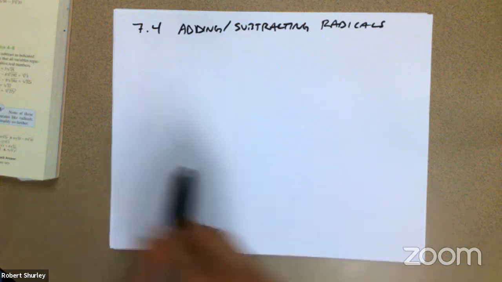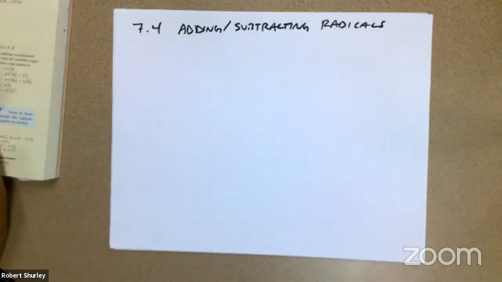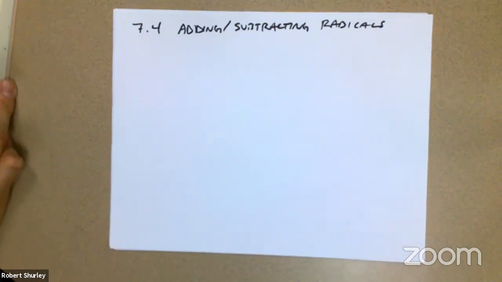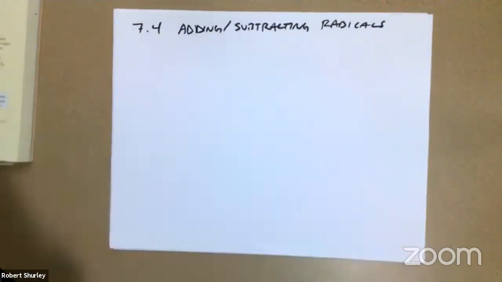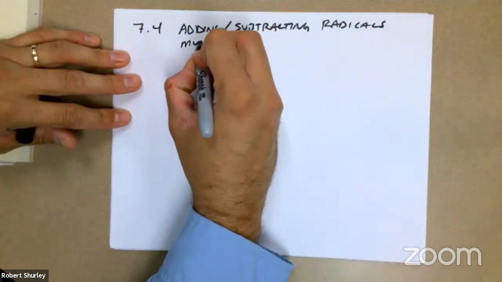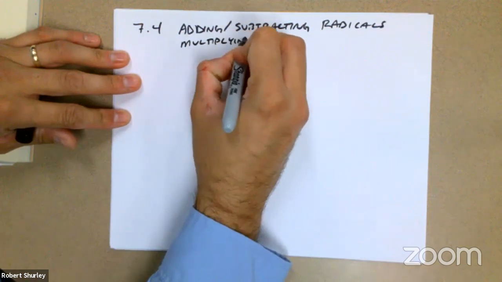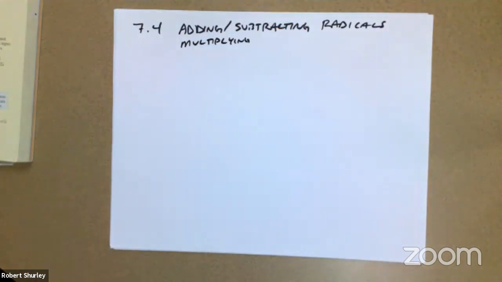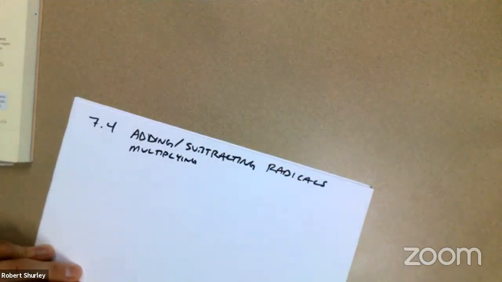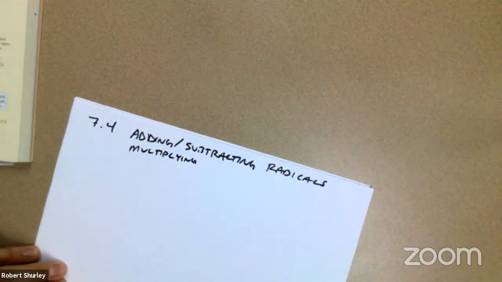Today we're going to cover 7.4, which is adding and subtracting radicals. Now, I'll tell you, the tough part isn't actually adding, subtracting, or multiplying radicals. The tough part's going to be simplifying from 7.3.